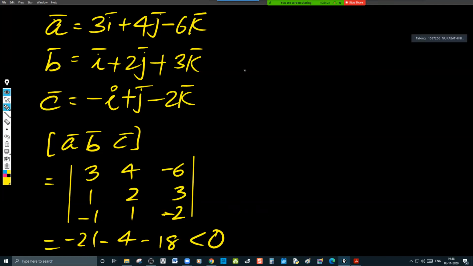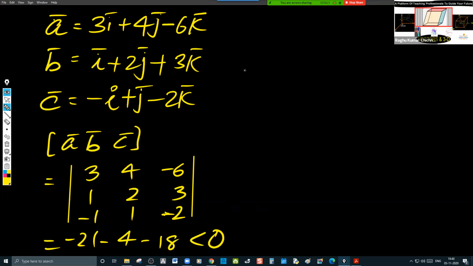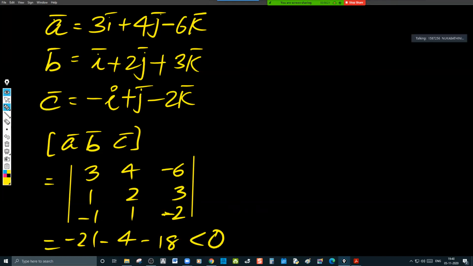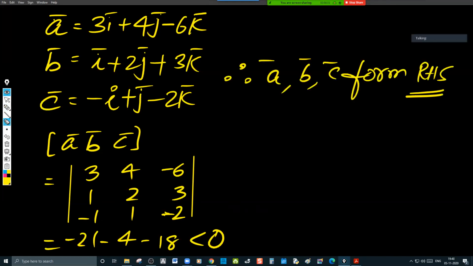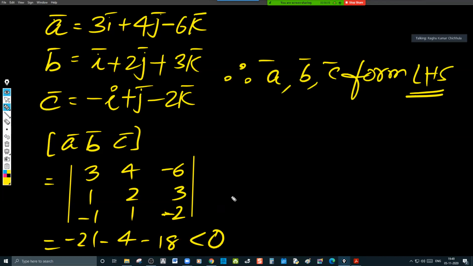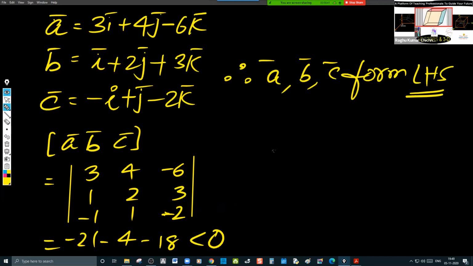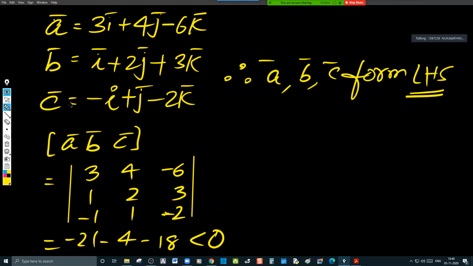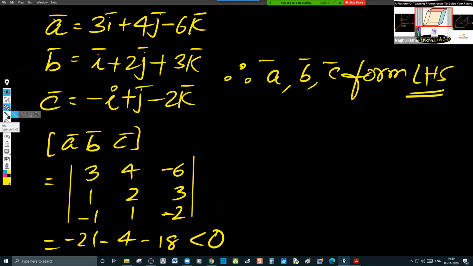Negative. Therefore, A bar, B bar, C bar form LHS, sorry, not RHS. Why LHS? Because you got negative. If it is positive, you can say it will form RHS. Okay, now this is what you have to understand.